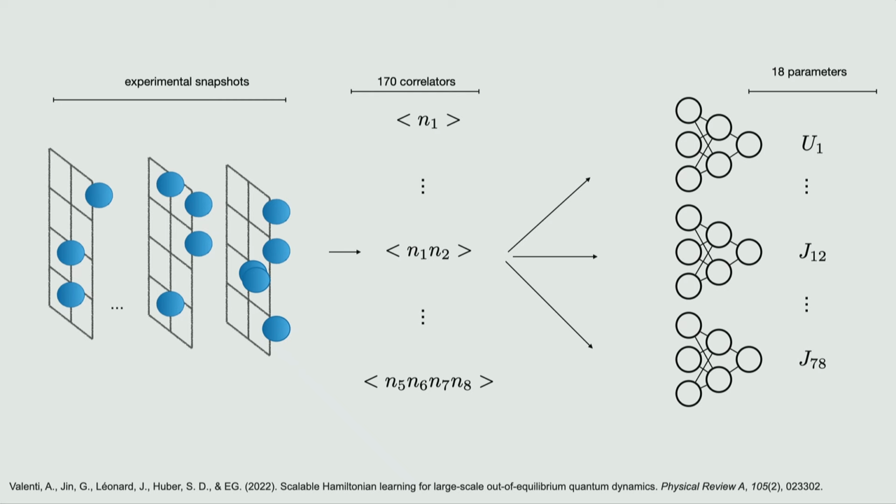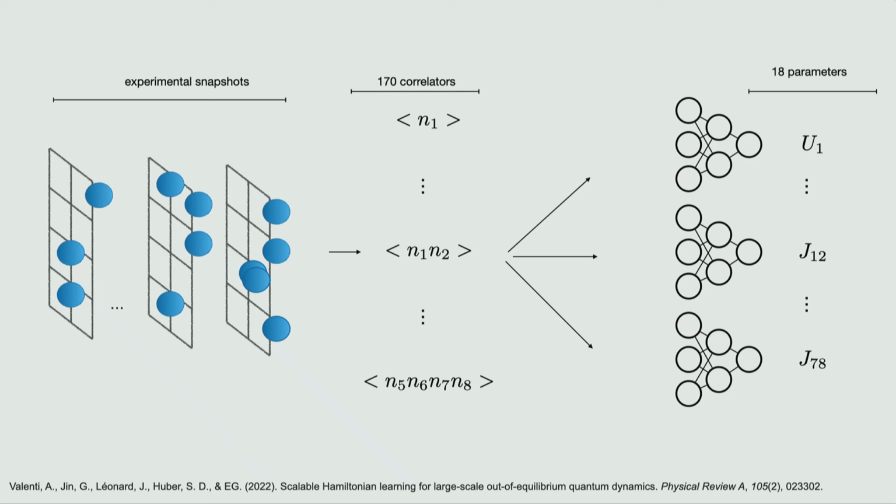So we did something really dramatic, and we made two choices. First was that we took these snapshots and calculated different correlators from them. Basically, they go up to 4-body density correlators. In this case, it's because we said that we have a maximum of 4 particles. If you had more, you would maybe have to choose more. And if you go through all these correlator options, you will come up with 170 of them.